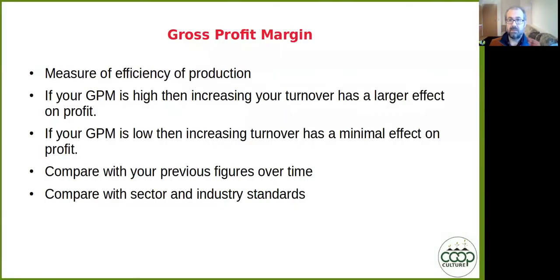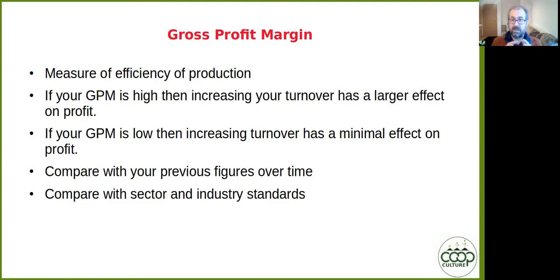So, what is the gross profit margin? The gross profit margin is one of the key financial performance indicators available to us when we're examining the profitability of a business. What it does is it shows us how efficient that business is at creating value, creating surplus or profit through sales.